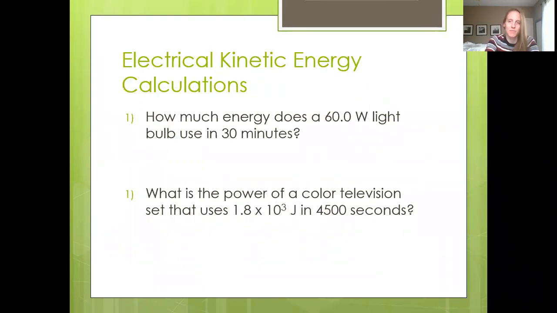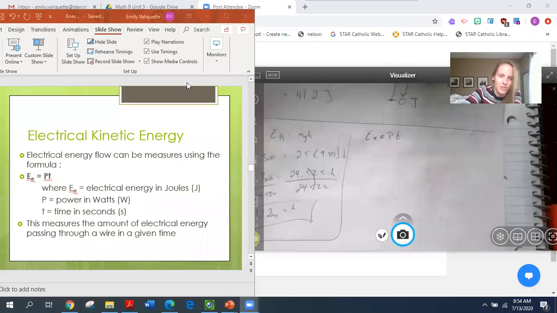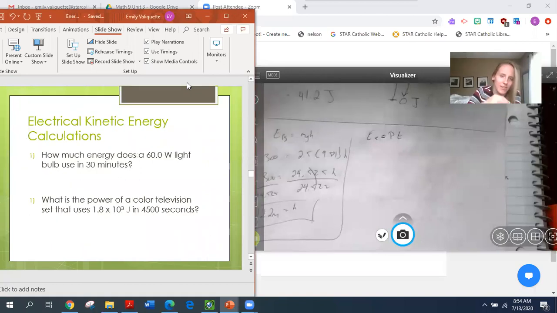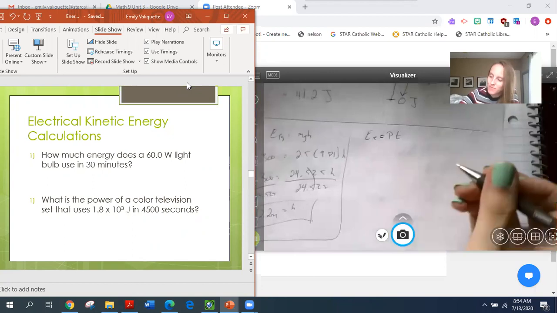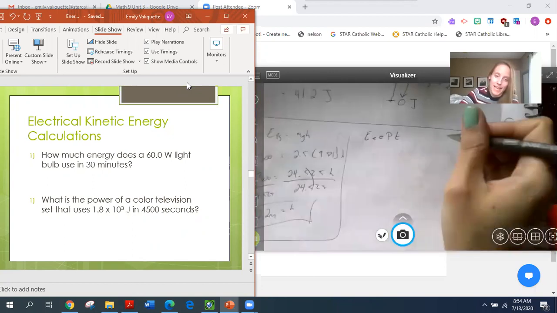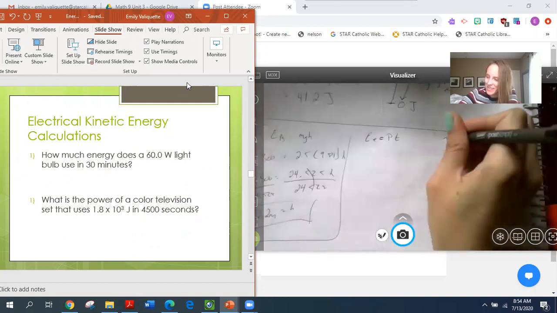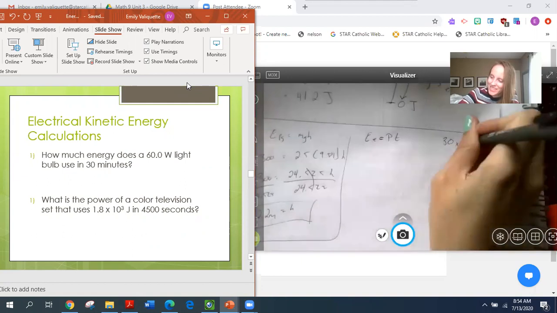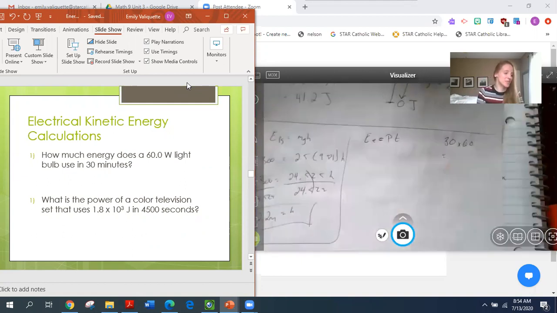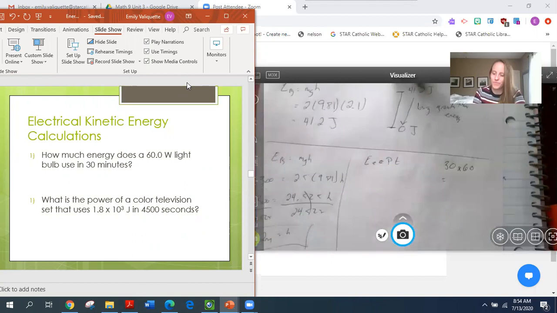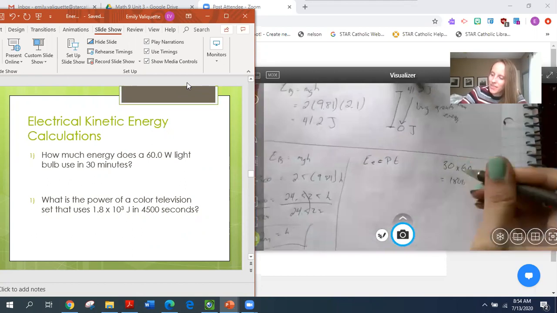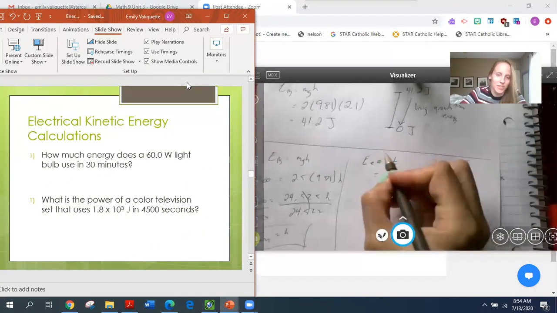So let's try some of those practice questions. Okay, so for the first question here, it says how much energy does a 60-watt light bulb use in 30 minutes? So again, this needs to be in watts and seconds. So the first thing you're going to want to do is take your 30 minutes and multiply it by 60 in order to figure out how many seconds we're dealing with here, which is 1800.